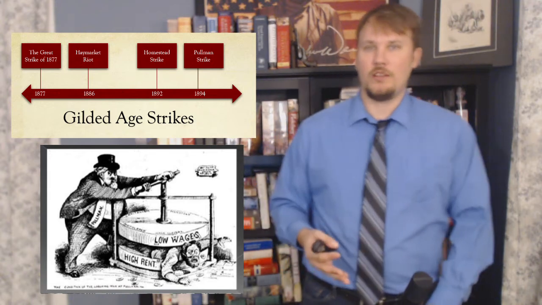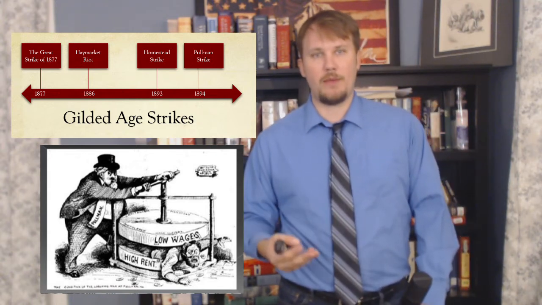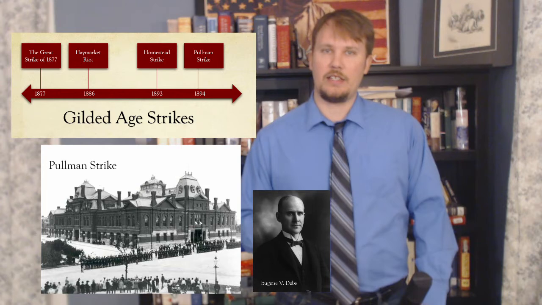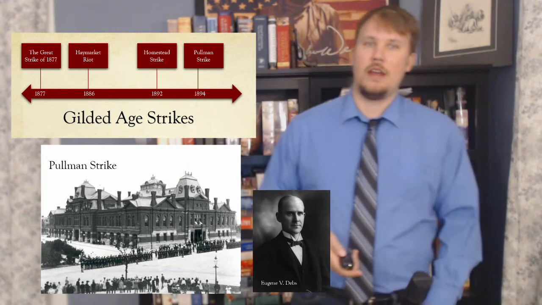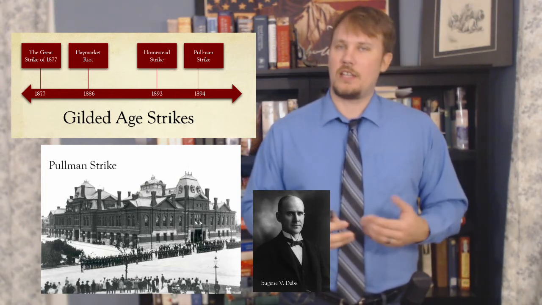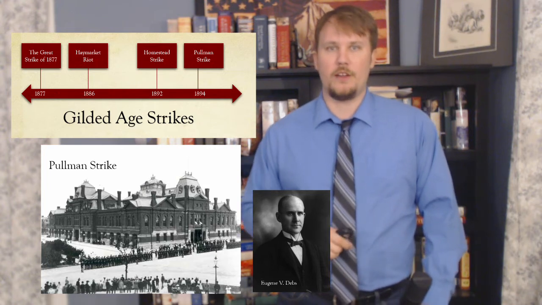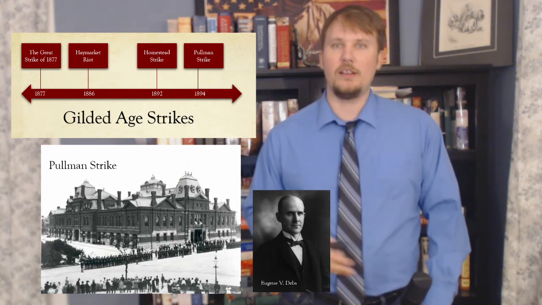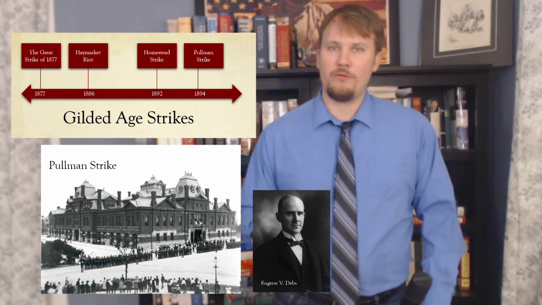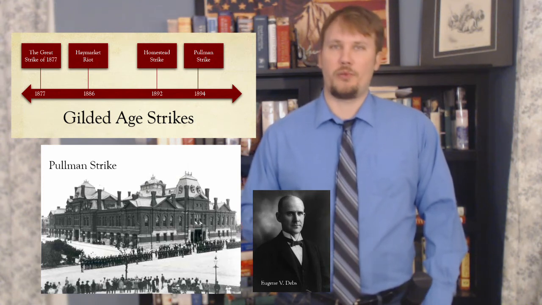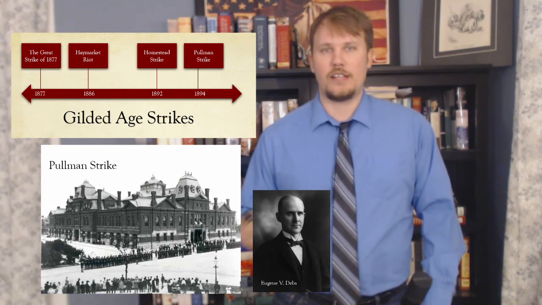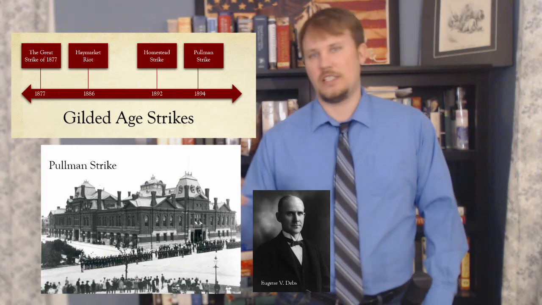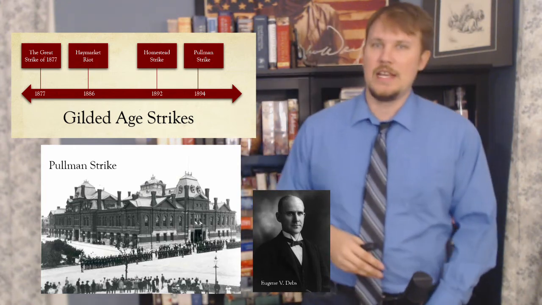They're led by Eugene V. Debs. He's a very famous American socialist, and he's leader of the American Railway Union. He's going to be very important in the early 1900s. He grew up in Indiana, became involved in the labor movement there. He's a presidential candidate in 1900, 1904, 1908, 1912, and 1920. He's always running for president.